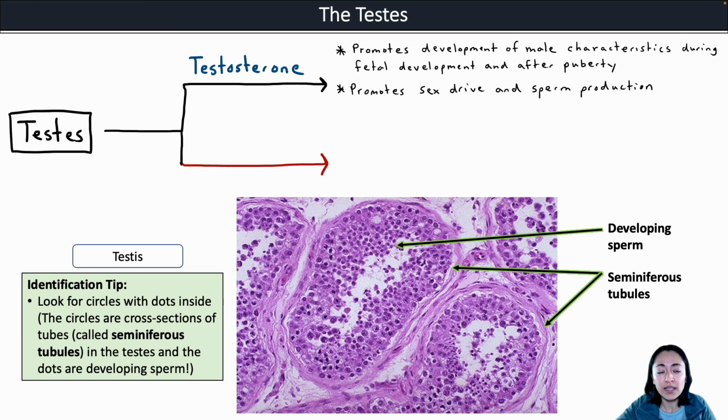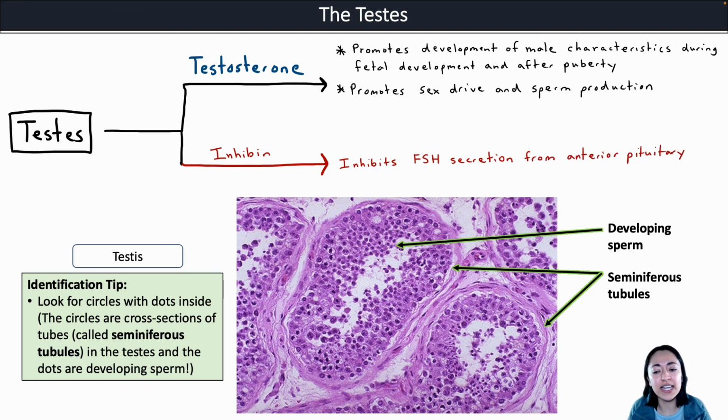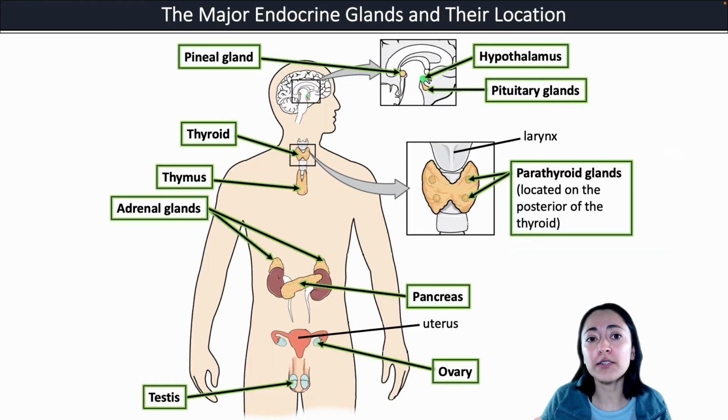The testes, similar to the ovaries, produce an inhibitory hormone known as inhibin. And just like in the ovaries, this inhibits FSH secretion from the anterior pituitary gland. So it's inhibiting follicle-stimulating hormone secretion from the anterior pituitary gland. Follicle-stimulating hormone helps to trigger sperm development in the testes. So inhibin helps to inhibit sperm production in certain times in a male's life. And that concludes our overview of the major endocrine glands in the body.